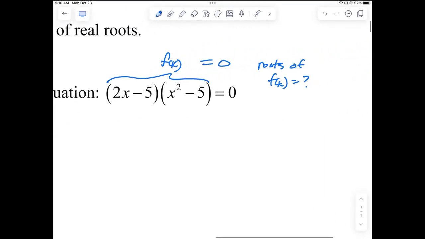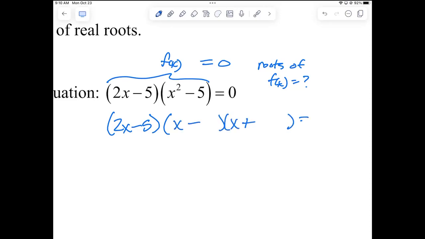So, x squared minus 5, believe it or not, is factorable. So here's what it would factor into. The 2x minus 5 goes along for the ride. The x squared minus 5 factors into x minus something and x plus something. What do we call those two? They multiply to give you a difference of squares, but the two factors themselves are called conjugates of each other.